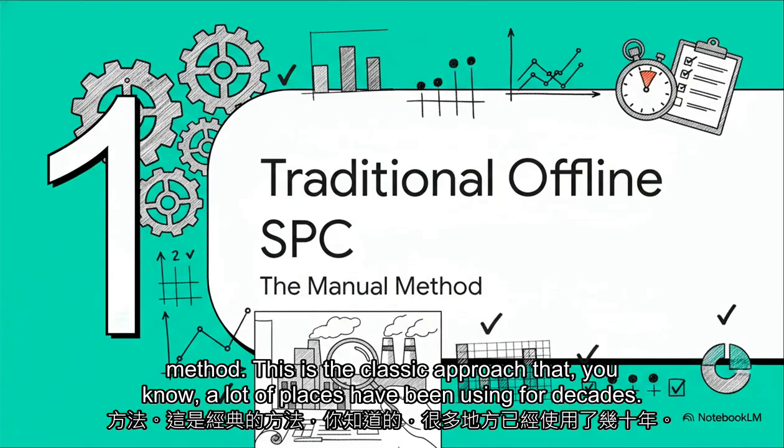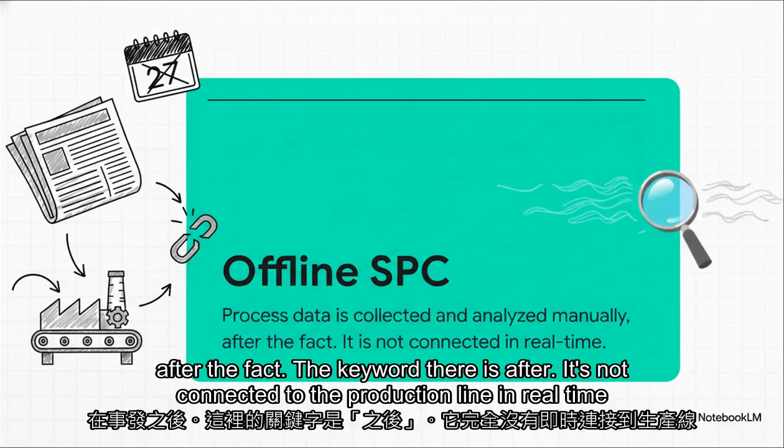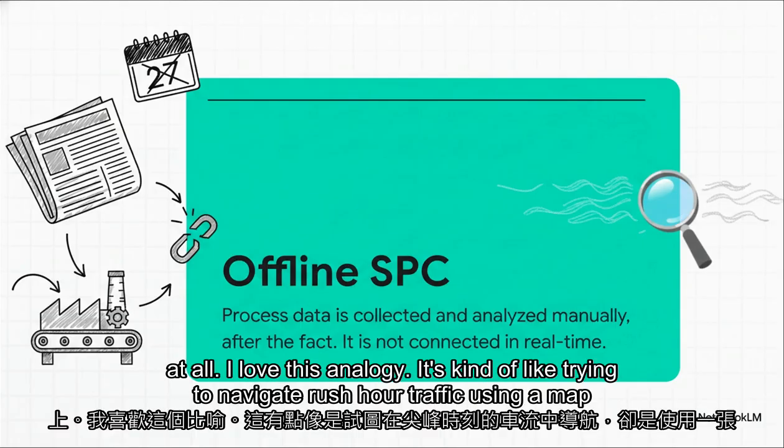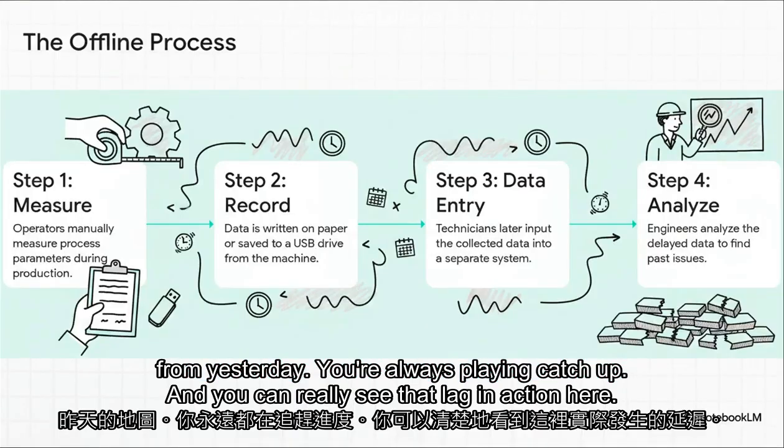This is the classic approach that a lot of places have been using for decades. So what exactly is offline SPC? Well, it's when you collect and analyze all your data manually, after the fact. The key word there is after. It's not connected to the production line in real time at all. I love this analogy. It's kind of like trying to navigate rush hour traffic using a map from yesterday. You're always playing catch-up.